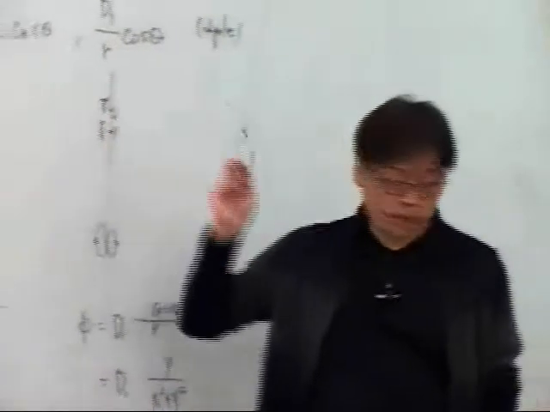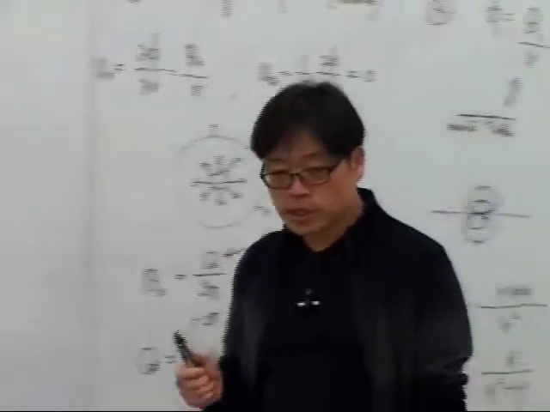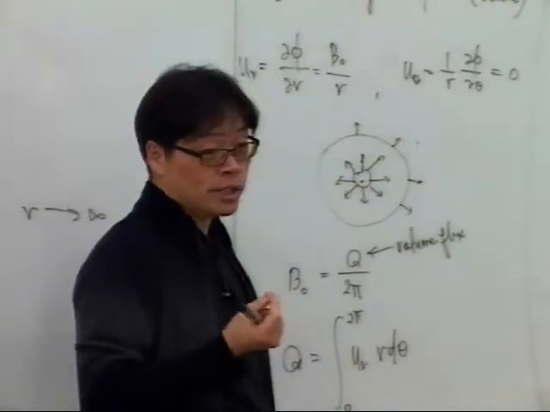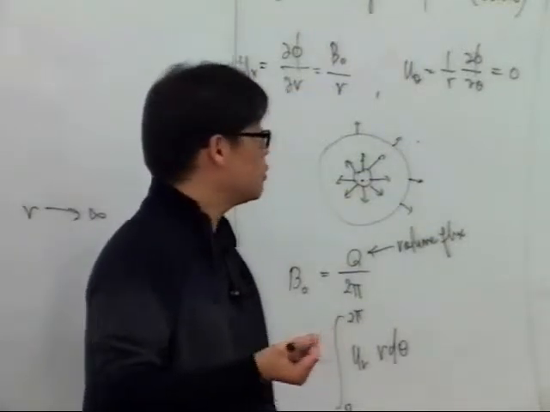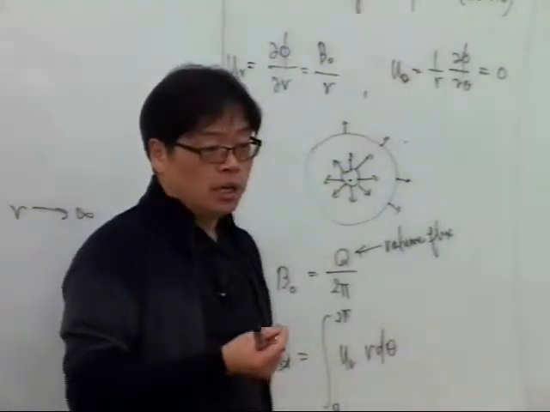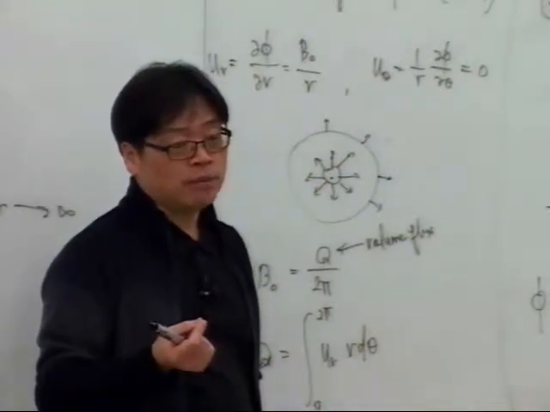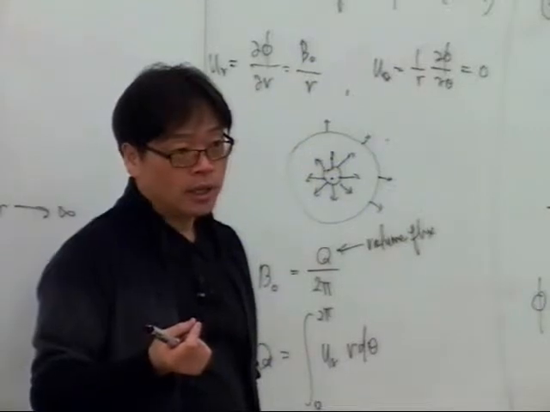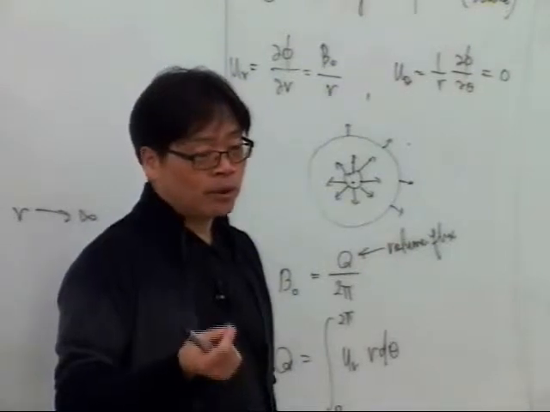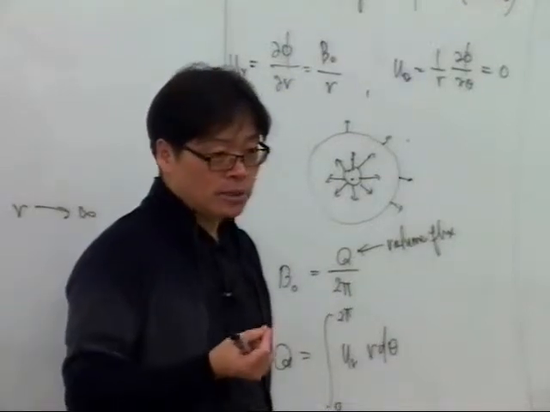Also, we call these solutions singularities, because the velocities diverge at r equal to 0. So r equal to 0 is a singular point, but it's okay. Typically, we place these singularities inside of a body to represent the flow around the body. So r equal to 0 is not in the fluid domain. Therefore, even though something blows up or is infinity, that's okay.